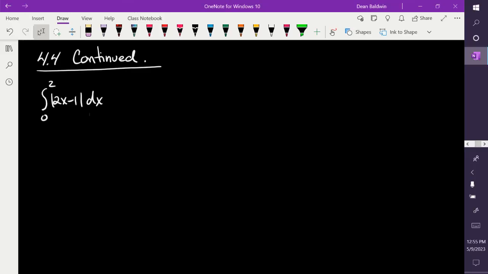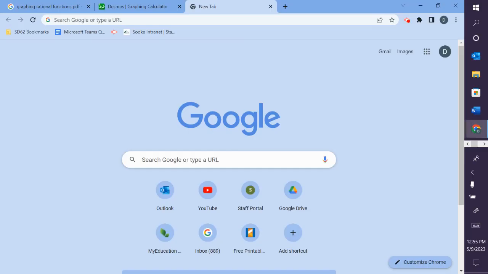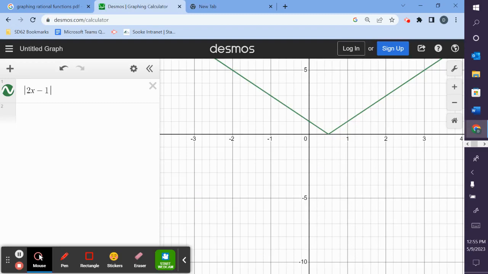Okay. Integral of the absolute value function between 0 and 2 of the absolute value of 2x minus 1. I'll come back to this, but I want to show you the graph. If we look at the graph of this absolute value function, it looks like that.